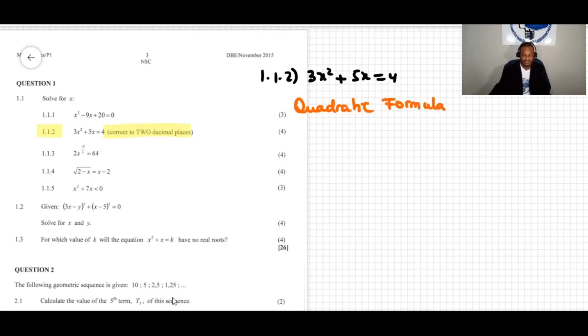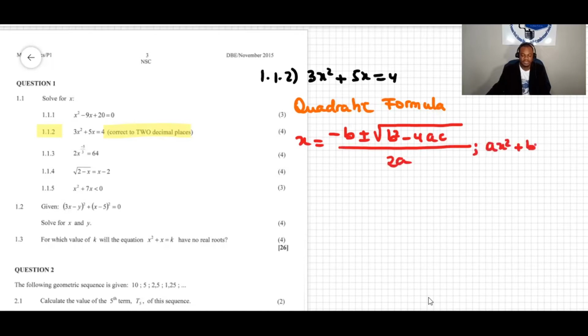And the quadratic formula is given by x equal to minus b plus or minus square root of b squared minus 4ac all over 2a, while the quadratic equation itself is ax squared plus bx plus c equal to 0. That's the quadratic equation. Now we are going to identify the values of a, b, and c from the equation. Note that because we have 3x squared plus 5x equal to 4, we need to write it in this form exactly in order for us to identify the values of a, b, c correctly.